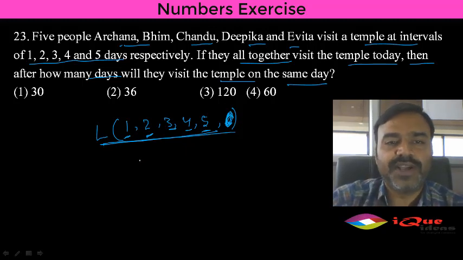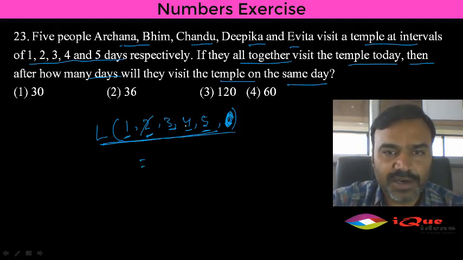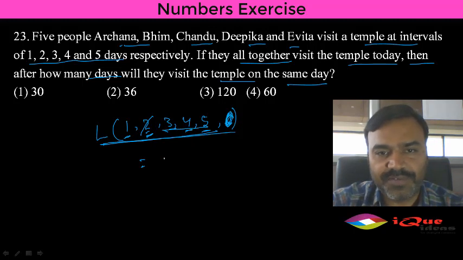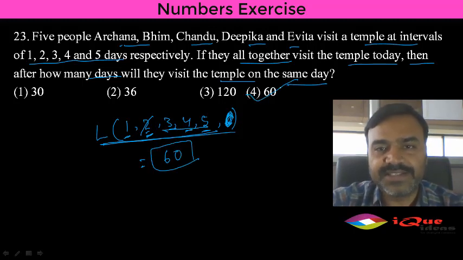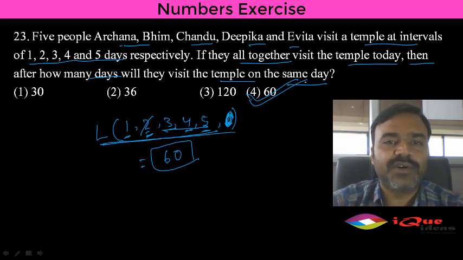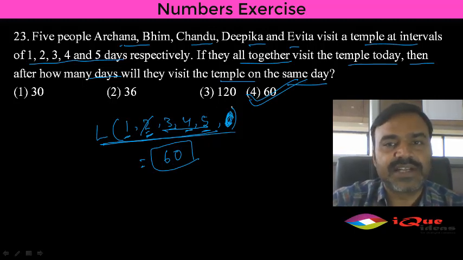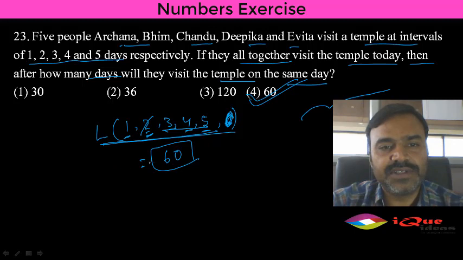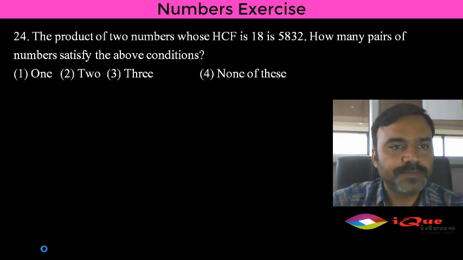So LCM of 1, 2, 3, 4, 5, you can calculate. If 4 is there, 2 is not required. So 3, 4, 5 LCM will be 12 into 5, 60. That means after 60 days, they will be together again. Straightforward question of LCM. Just try and understand this language. If this is the language, LCM has to be the answer straight away.